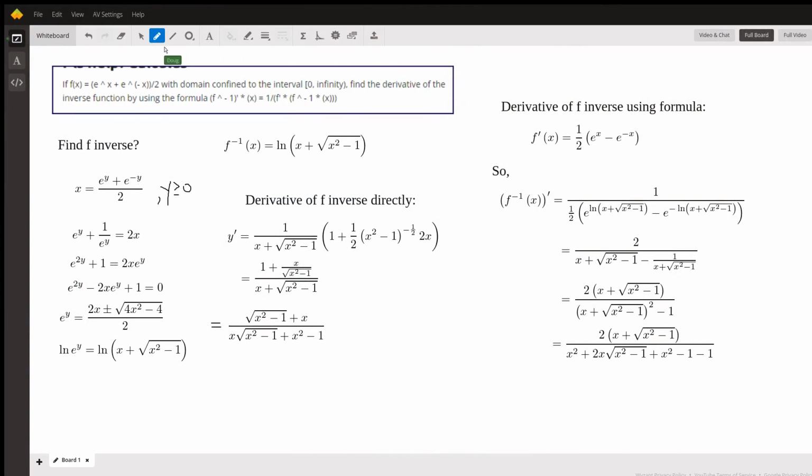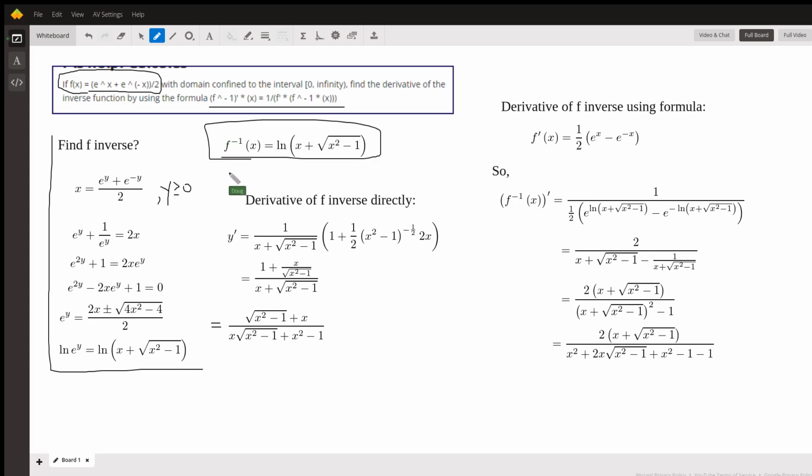Okay, we're attempting this problem without making reference to the idea that this is really the hyperbolic cosine. We're not going to mention that. To use this formula, you have to know what F inverse is. This is sort of the standard derivation of what F inverse is right here.